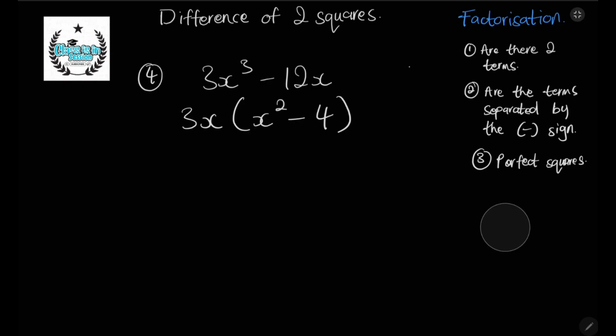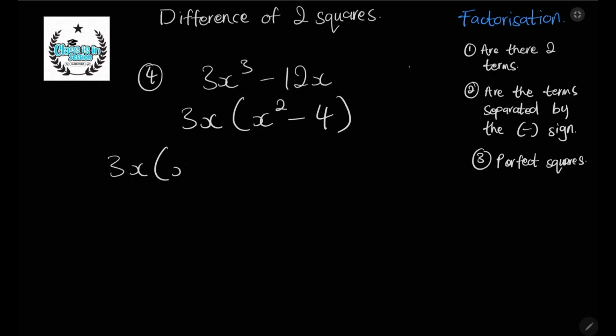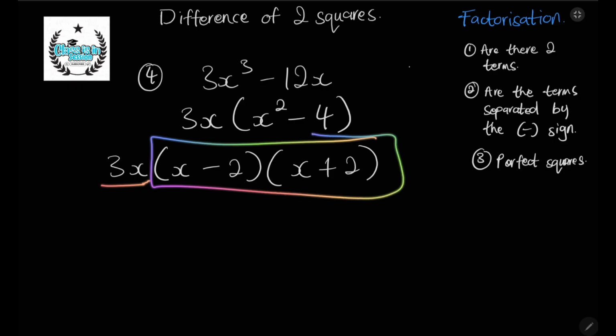Please make sure that you have this in your notes, though. So we still have our 3x. The square root of x squared is x, minus the square root of 4, which is 2. In the second bracket, we have the same terms, x. However, the sign changes, x plus 2. So our final answer is 3 times, and in your brackets, you should have x minus 2 and x plus 2.